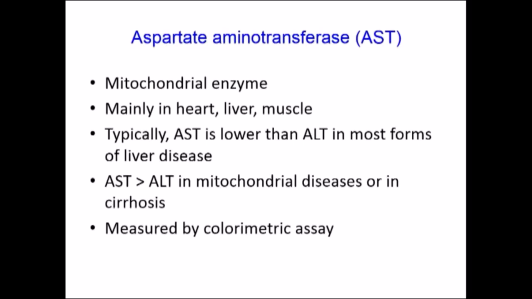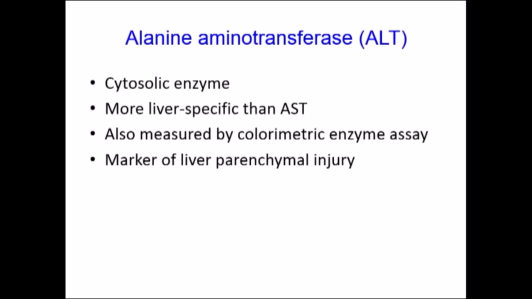And when the AST increases, it generally involves a disease that's affecting the liver mitochondria, or sometimes when you progress to cirrhosis, the pattern of liver enzyme abnormality shifts, and the AST becomes higher than the ALT. It's typically measured in your lab by a colorimetric assay, and the relevance of that, again, will become clear momentarily.